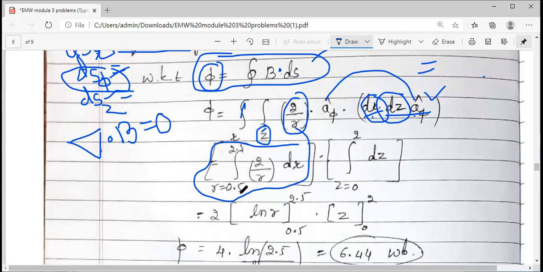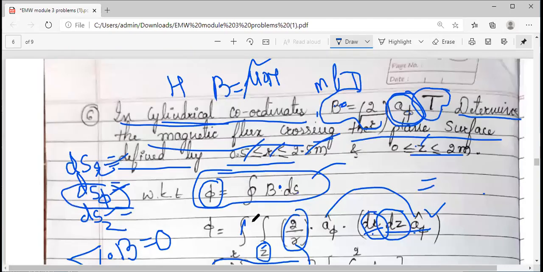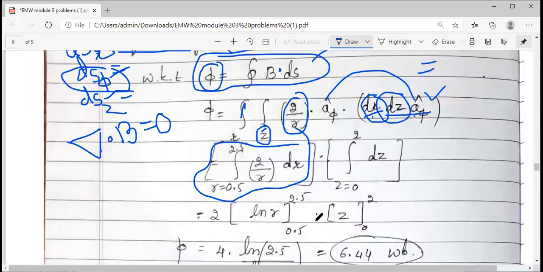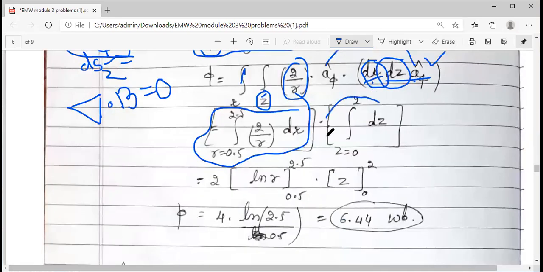The range is between 0.5 to 2.5. That is given here. R range is given 0.5 to 2.5. Z range is 0 to 2. So I am considering those. What is the integration of dz? It is z. So solve this. I have not done that.